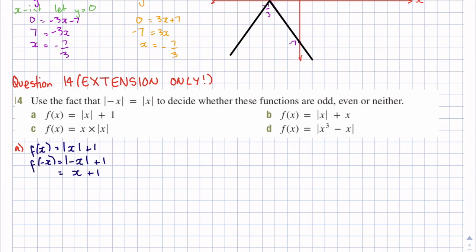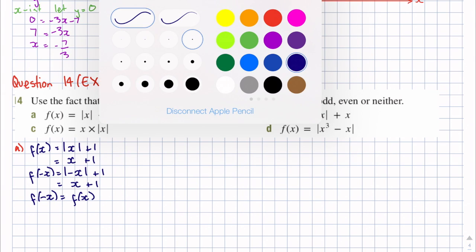Now, f of positive x came out as x plus 1 as well. So f of negative x equals f of x, because the absolute value gets rid of the negative.